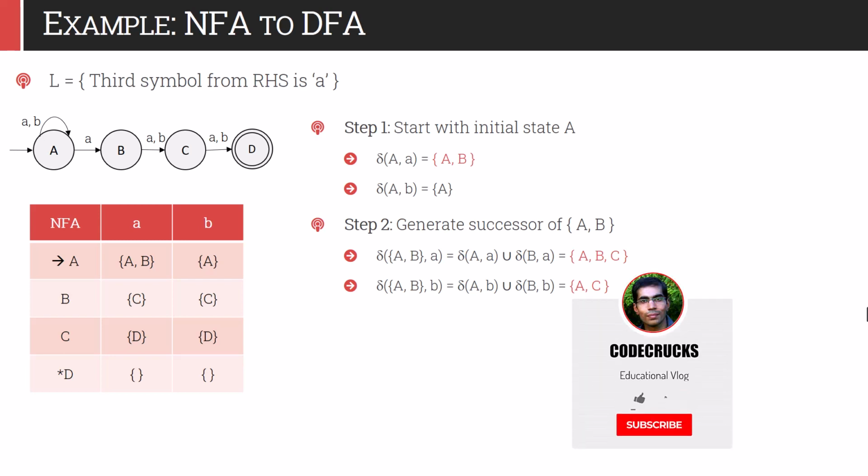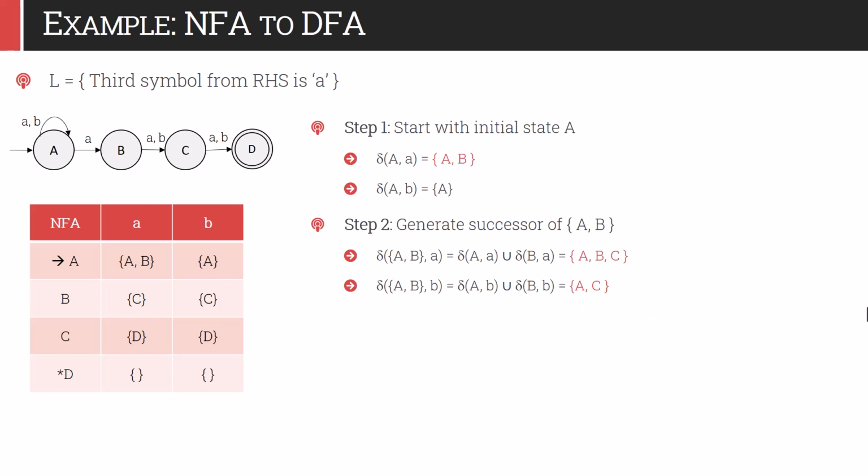A comma B gives state ABC on input alphabet A, and on input B, it gives output A comma C. So ABC and AC are both newly generated states. We have to again generate the successors of those. Now note that the order of generation of successors is not important. You can first process AC and then ABC, or first ABC and then AC. It doesn't make any difference in the final DFA, provided you generate successors of all the newly generated states. That's it, order doesn't matter.